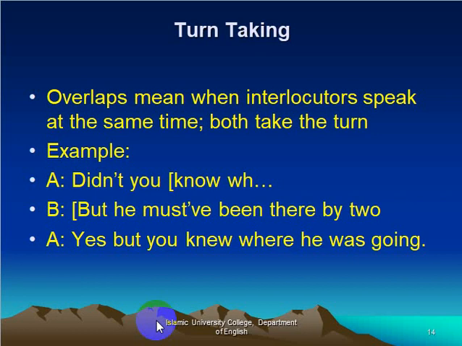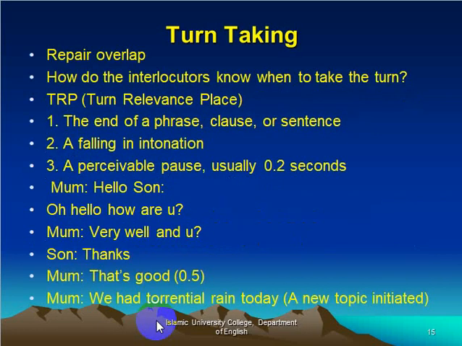And here we should try to repair this overlap. What to do to repair this overlap? These are very important points. We refer to what is called turn relevance place, TRP. Number one, the end of a phrase. We look after the end of a phrase, a clause, or a sentence. We should be alert to this point where the speaker ends his or her phrase, clause, or sentence.